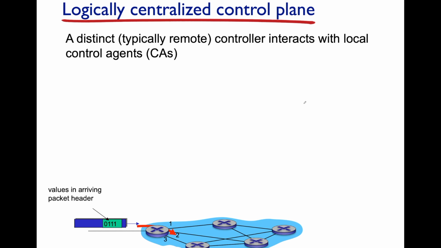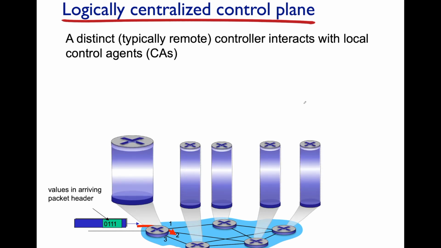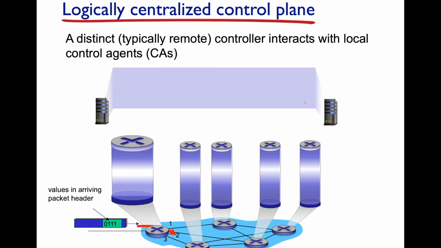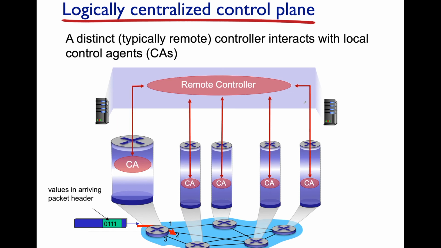So if we look at the software-defined networking version of the control versus the data plane, instead of these routing algorithms, we have what are called control agents. These control agents live on each of the routers, and they participate in sending and receiving information from a cluster or a machine called a controller.